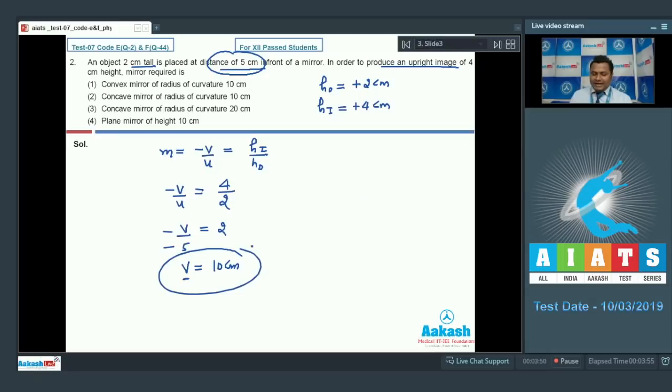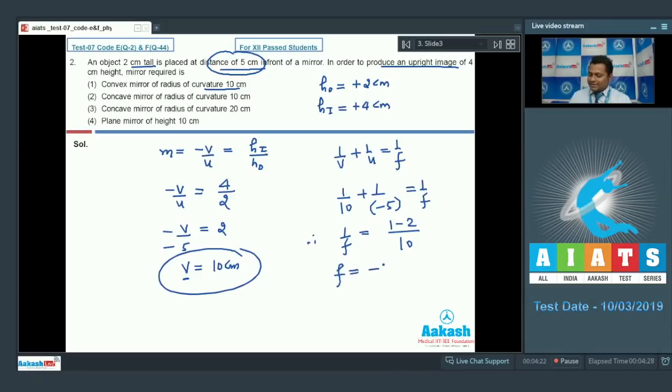Now V is 10 centimeter. Now let us calculate the radius of curvature. According to the mirror formula, we know that 1 by V plus 1 by U equals 1 by F. Putting the values with proper sign convention, 1 by V, that is 10, plus 1 by U, that is minus 5, equals 1 by F. So therefore 1 by F we can write, with 10 as our LCM, 1 minus 2. Focal length we have got is minus 10 centimeter. Focal length is negative for a concave mirror. So we have got the type of mirror, that is concave.